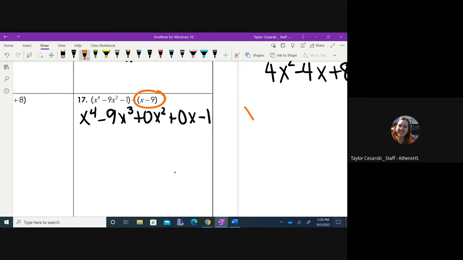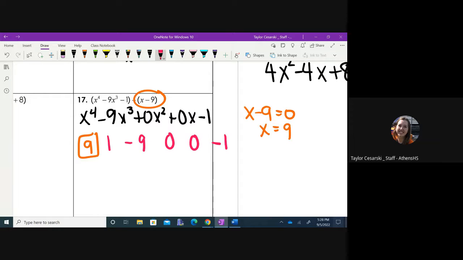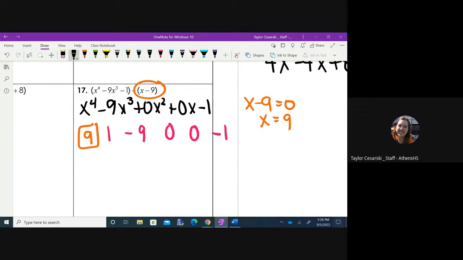From here, same process. X minus 9 equals 0, x equals 9. That's the number that goes in my box. Then my coefficients, 1, negative 9, 0, 0, negative 1. And that's why that's important, because your coefficients will look different if you don't put those placeholders in. All right, bring down the first term.